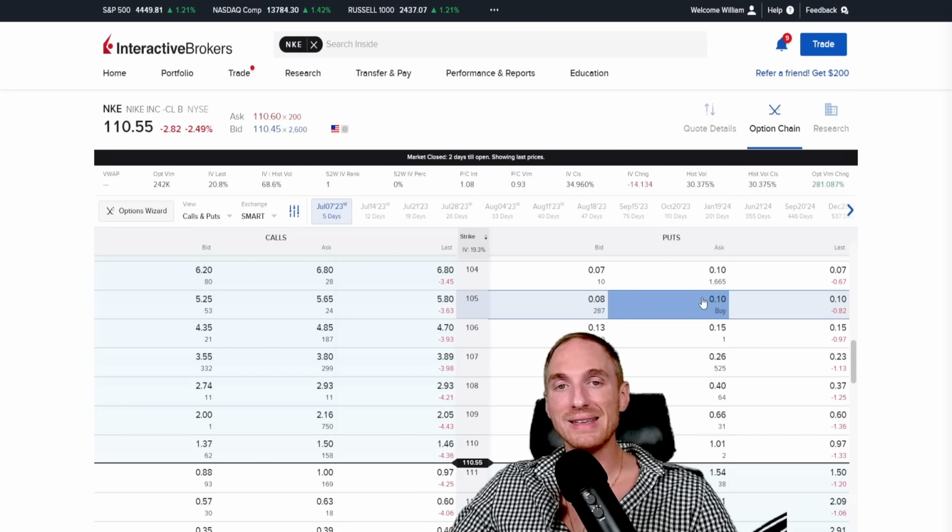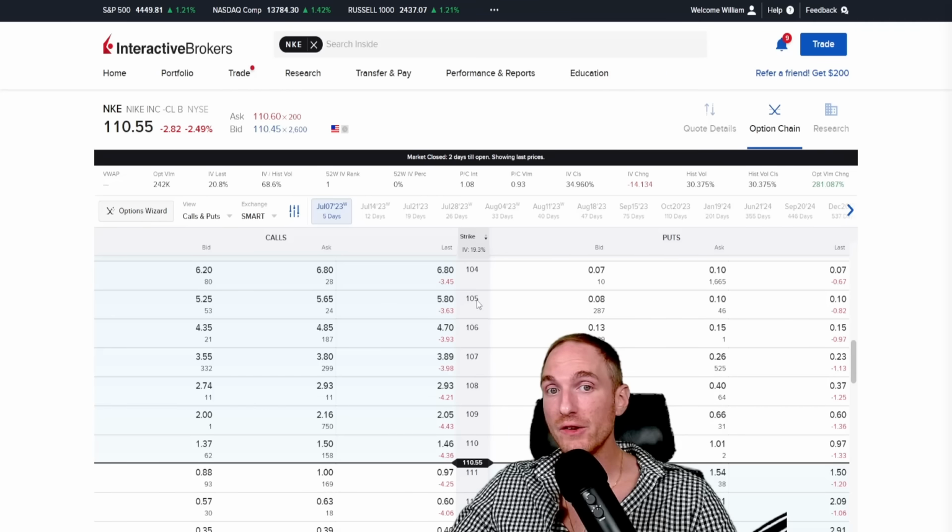Well, it's only 8 cents. That's not enough. I want to see 0.5% to 1%. So on a rough basis, I want to be seeing between 52 cents and $1. So it's not giving it to us. It's not giving it to us at all.